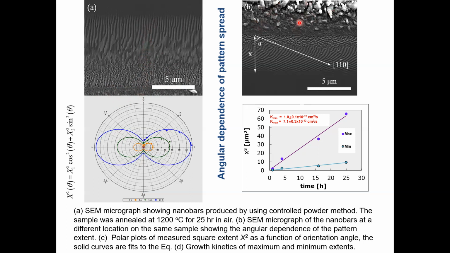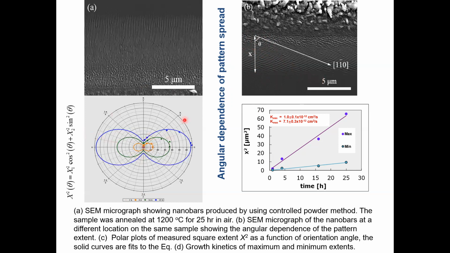Source, in some other location, we can see that the nanobars are actually spreading with an angle. So we decided to create this angular dependence of the pattern spread. The spread is from the source up to the maximum spread length, so that's your X. And the angle is the so-called angular dependence, how the nanobars actually spread.